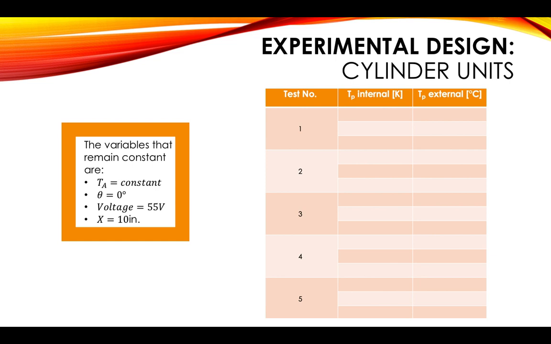We will collect the parameter temperature internally and externally. The variables that remain constant in this experiment are the ambient temperature. The thermopile configuration will be 0 degrees. The voltage of the system will remain at 55 volts, and the heater will be 10 inches away from the thermopile.